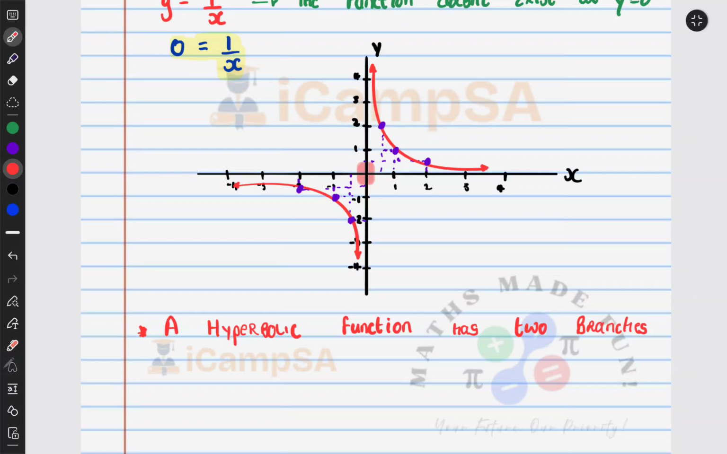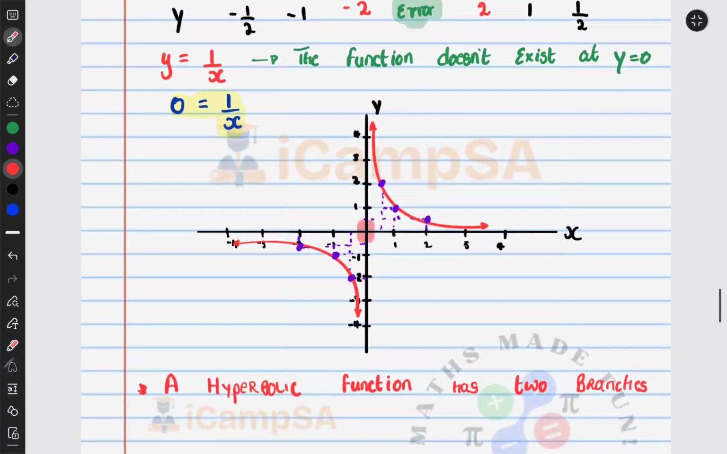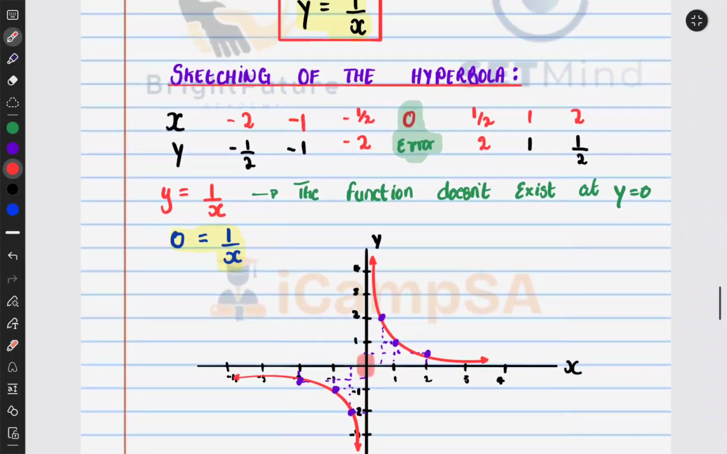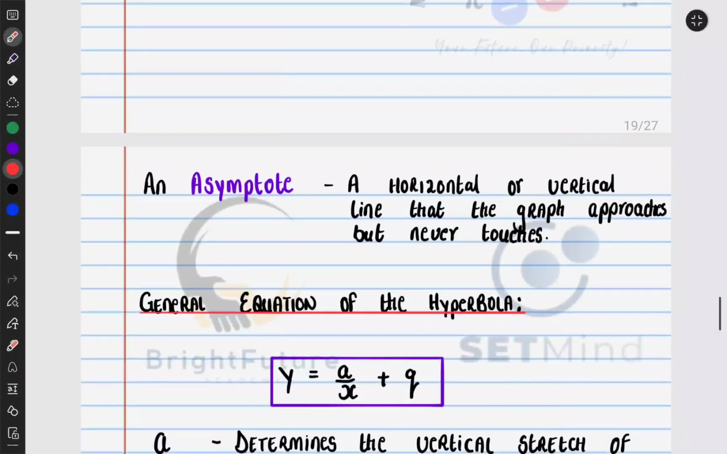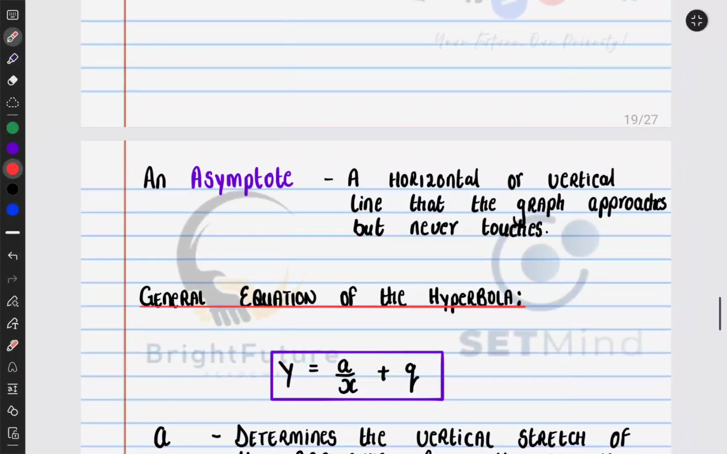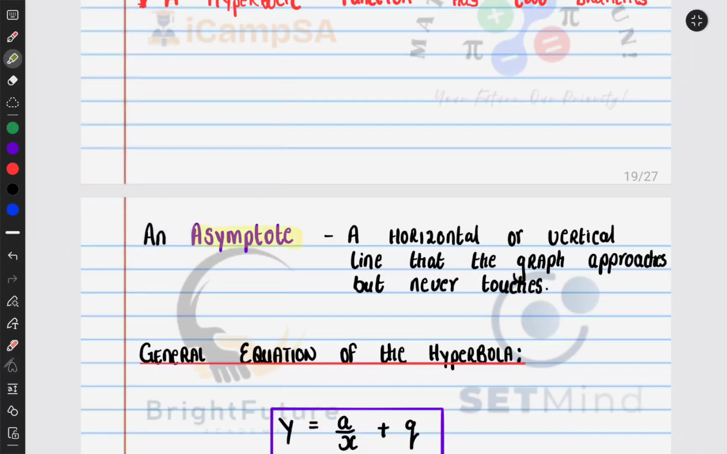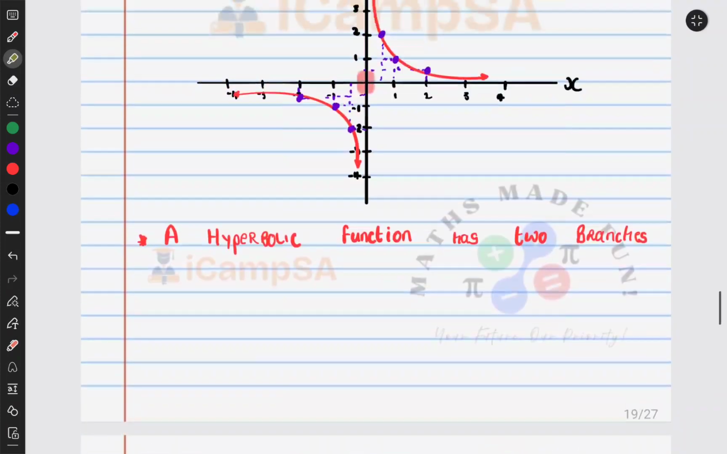So we have those lines or values that the function approaches but never touches. As I've already introduced to you and we have talked about a bit, we call those lines an asymptote. So an asymptote is a horizontal line or a vertical line that the graph approaches but never touches.